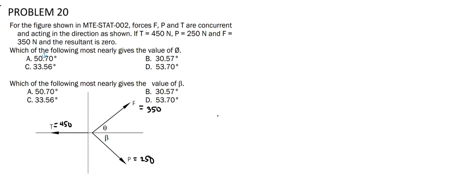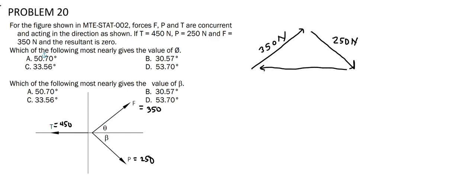Now to do this, we can either use the two equations of equilibrium, that is summation of force x and summation of force y, or we can use the force polygon to make our calculations much easier. So by constructing our force triangle, let's begin with force F with a magnitude of 350 newtons. Connecting head to tail, we have force P with a value of 250 newtons. And lastly, we have force T going left, that is equal to 450 newtons.